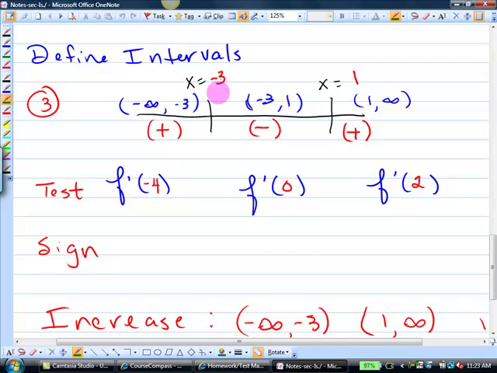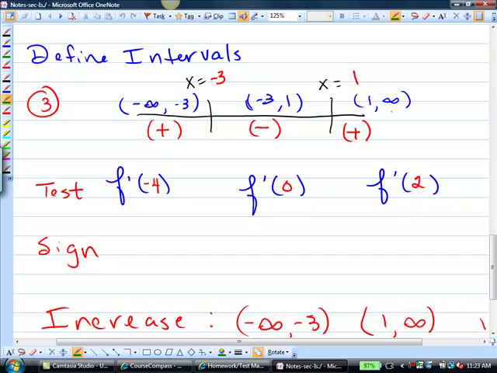Inside here, what's the boundaries? -3 and 1. So this interval is -3, 1. And on this side, what's the interval? 1 to infinity. So you'll define the intervals. If you have 4 critical numbers, you'd have a lot of intervals. If you have 1 critical number, you'll have 2 intervals. Whatever it is, you define the interval.